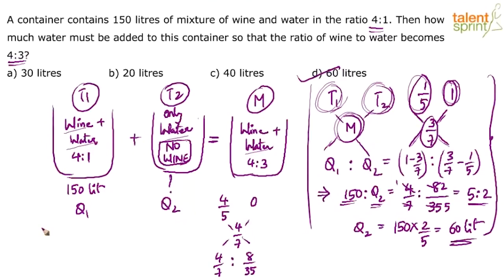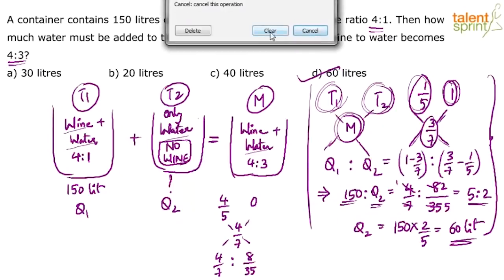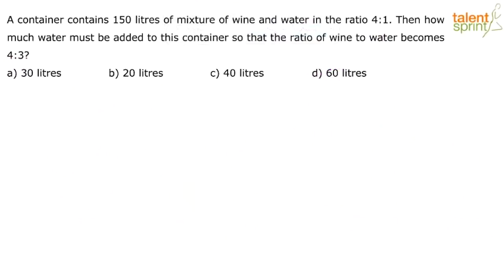Well, the method is important. Allegation method is important. The allegation rule is important because there are questions where solving it using allegation rule will make it very, very easy. But in this particular question, we don't really have to do this. So let me now explain the smarter way of solving the question. This is really very simple. Just focus on the ratios.